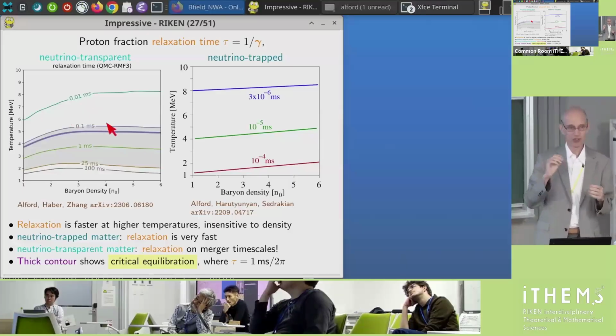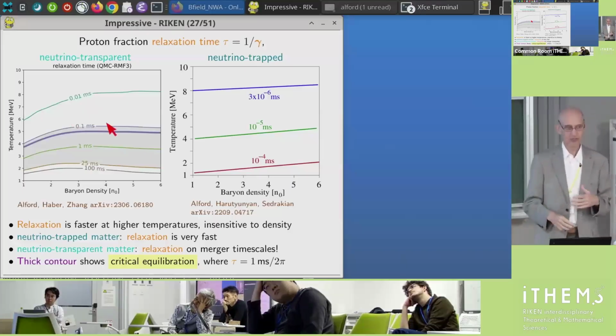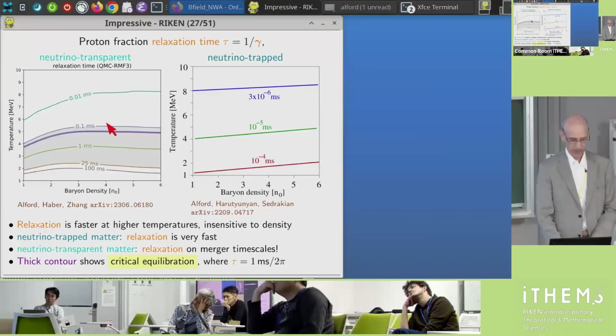There are more particles above the Fermi surface that can participate in these Urca processes. So these Urca processes tend to have rates that go like powers of the temperature, T to the 5th, T to the 6th, that kind of thing. And so that's what you see here. As you increase the temperature, the relaxation gets faster. The system can equilibrate its proton fraction faster.